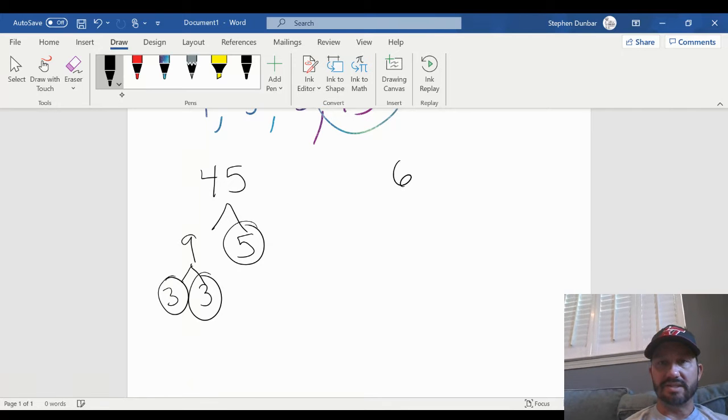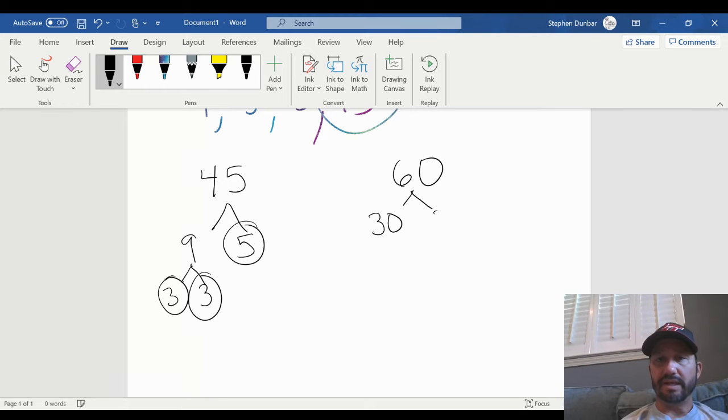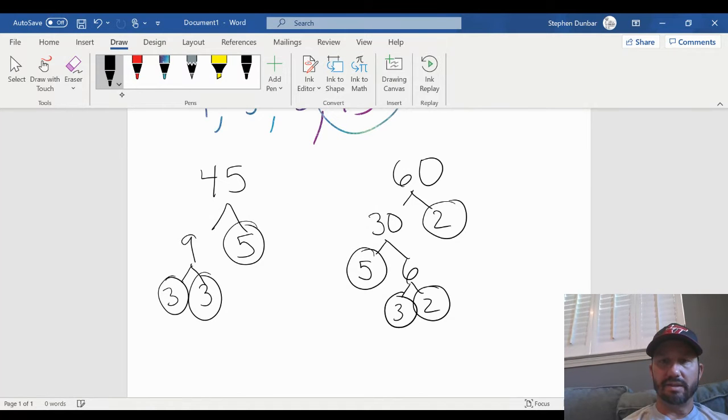Let's do 60. Two numbers multiplied together equals 60. I'm thinking of 30 and 2. 2 is a prime number. To get to 30, I think of 5 and 6. 5 is prime, and then 6 is 3 and 2, and those are both prime.